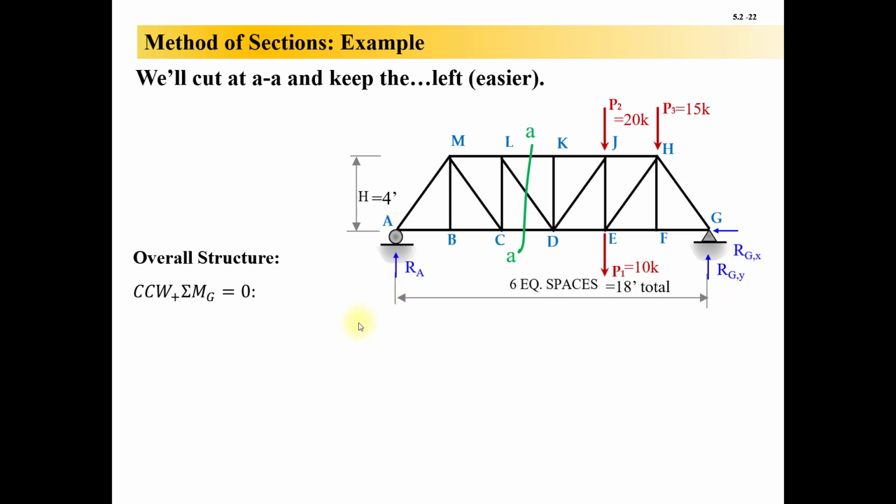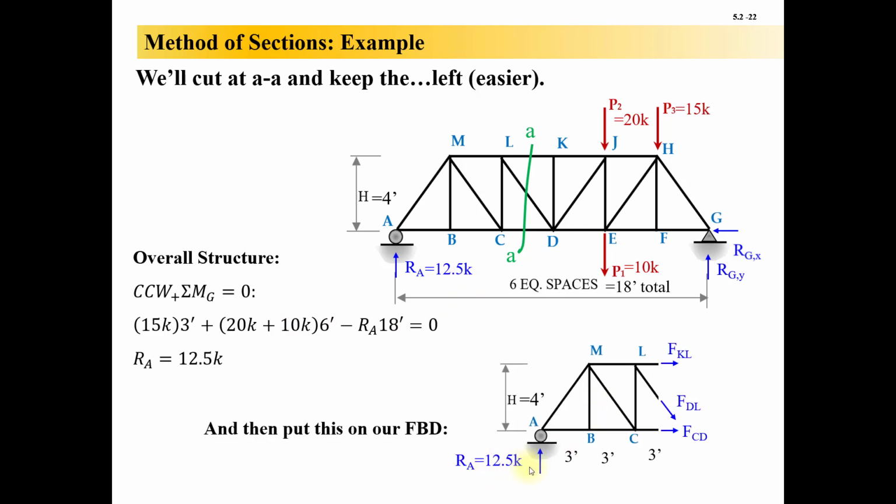I will get RA. So how do I do that? I've got 15 kips acting 3 feet away from G, and then I've got 20 and 10. I'm putting them in parentheses here to do a little bit simpler math because they're both acting at 6 feet away. And then I have minus RA times 18 feet equal to 0. So that makes RA equal to 12.5 kips. And I put that on my free body, or at least my overall structure. And when I go to build my free body, I now have that information for it.